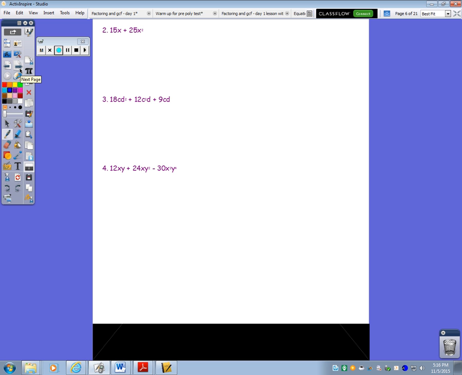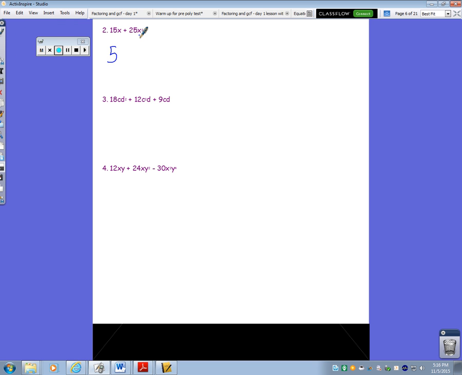So on this one, let's look. 15x and 25x squared. I think it's pretty obvious what the common factor is. It's going to be 5. And then you see the x that has the smallest exponent on it is x. So therefore, 15x divided by 5x is 3. And 25x squared divided by 5x is going to be 5x. And again, mentally, you should always go back and just multiply it out to make sure you didn't miss anything.